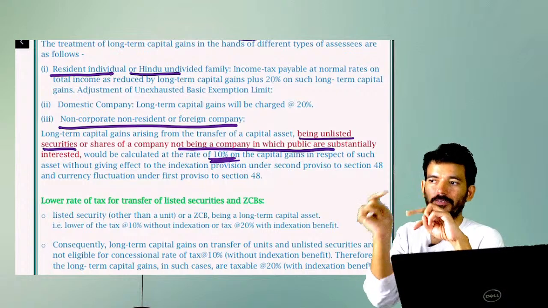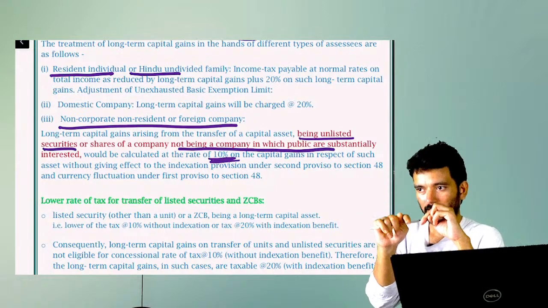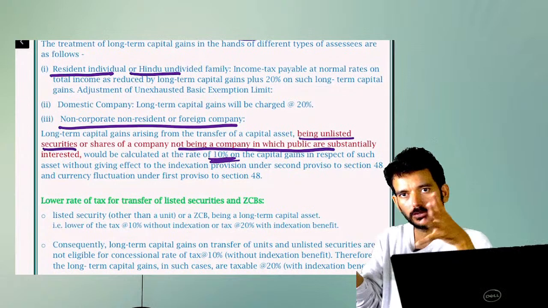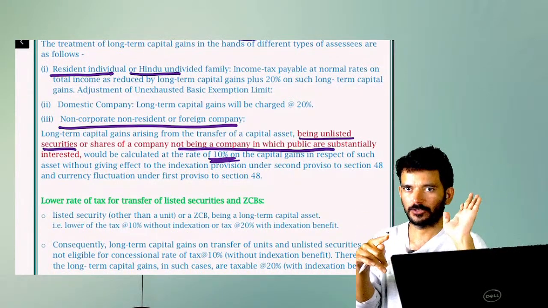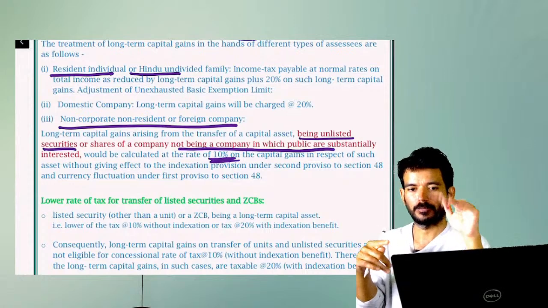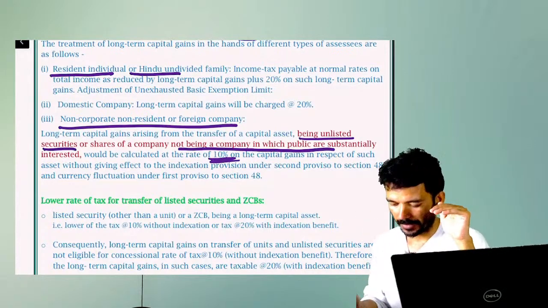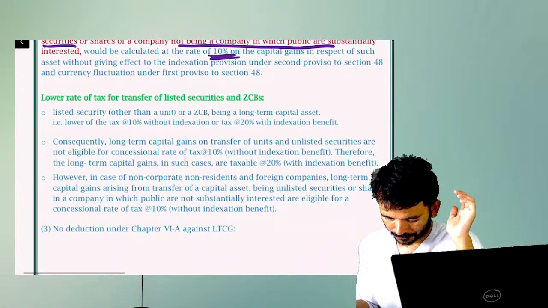If you are investing directly in unlisted equity shares and closely held companies, you will pay 10% without taking any indexation, like the first proviso to section 48 or the second proviso to section 48. Both are not applicable to them. Directly they'll pay it at 10% without taking any benefit.